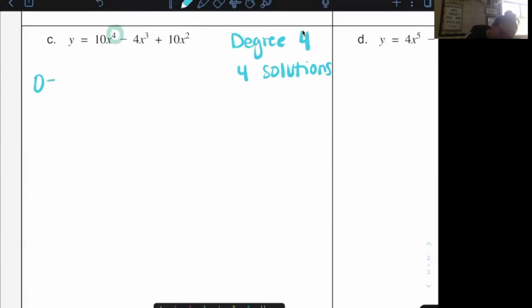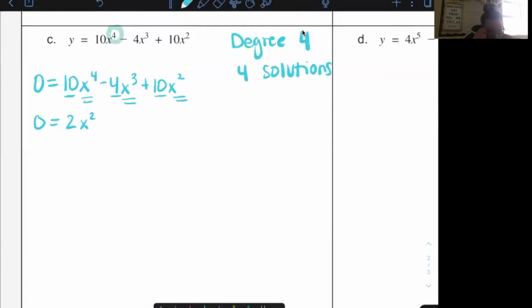So the first thing I'm going to do is plug 0 in for y. Then I'm looking for the GCF. And I noticed that 2 goes into 10, 4, and 10, and x squared goes into all three of these. So I'm going to factor out a 2x squared. So 2x squared times 5x squared would get me 10x to the fourth. 2x squared times negative 2x would get me negative 4x cubed. And then 2x squared times 5 will get me 10x squared.